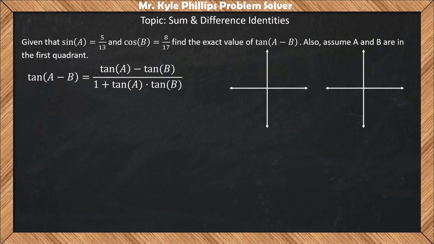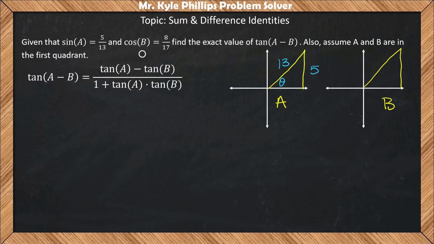So the first thing we're probably going to want to do is to construct triangles that are in the first quadrant. So I'll go ahead and draw these. And we can call this triangle A and we'll call this triangle B. Now, it says that sine of A is 5/13, where we know that sine is the opposite leg divided by the hypotenuse. So if this is my reference angle, then the opposite leg would be 5, and then my hypotenuse would be 13. I can do the same process with the second triangle.